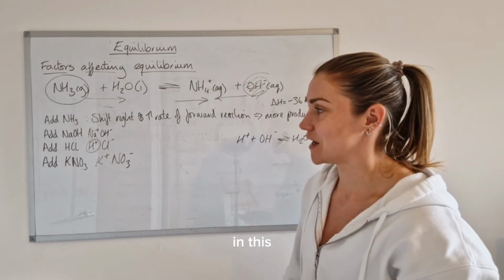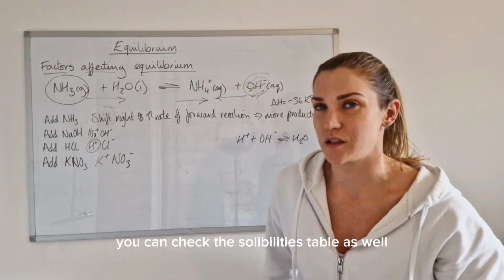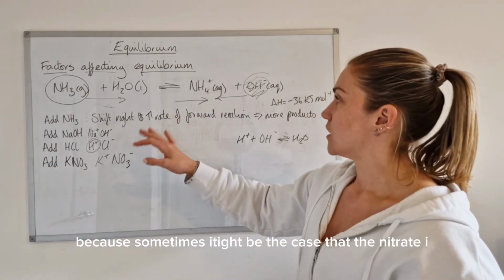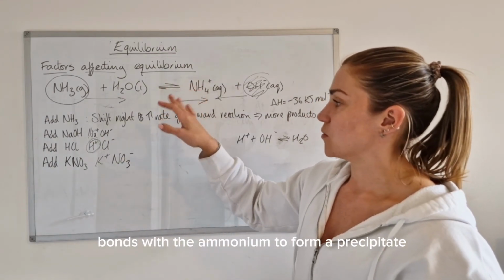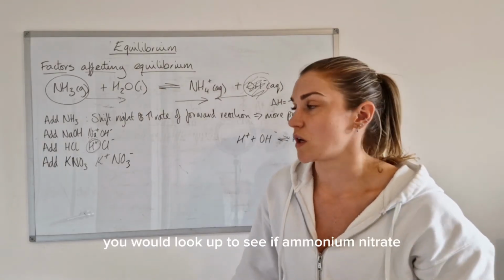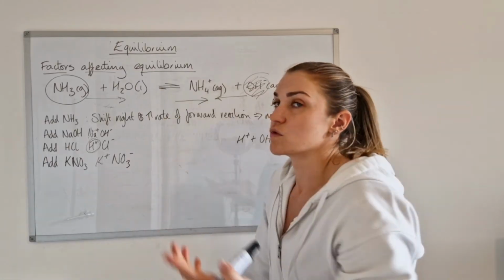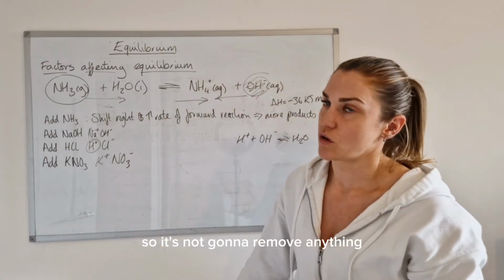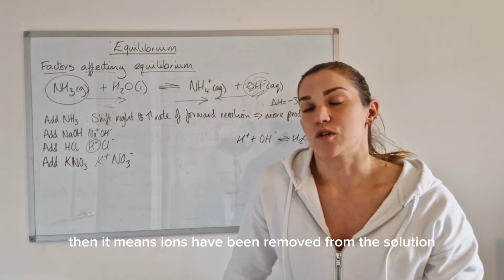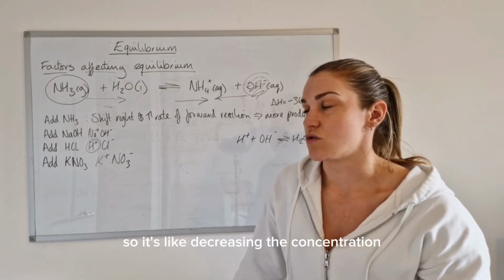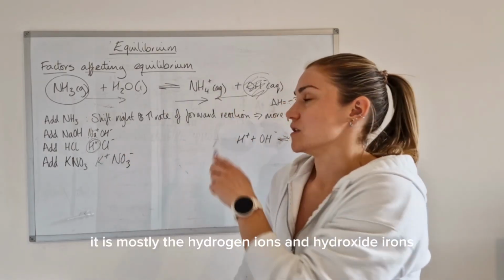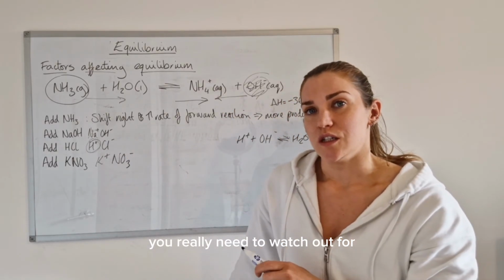Okay, if you are doing a multiple choice question and you're struggling to find the correct answer in this, always check the solubilities table as well, because sometimes it might be the case that the nitrate bonds with the ammonium to form a precipitate, so something that's insoluble. So you would look up to see if ammonium nitrate was soluble or not. It is, so it's not going to remove anything, but if it's solid, then it means the ions are being removed from the solution, so it's like decreasing the concentration. But they don't put that in very often. It is mostly the hydrogen ions and hydroxide ions that you really need to watch out for.